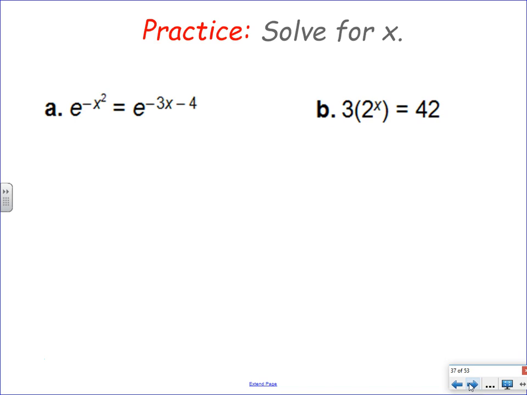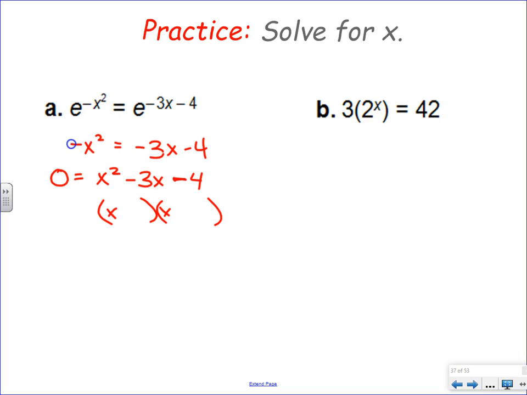Question, what can we do for letter A? Yeah, one-to-one property. I'm not gonna exactly cross out just because that's a little illegal, but the idea is still there. You're getting rid of the e's. You could take ln of both sides, both e's disappear, either one. Then how would you solve? Get one side equals zero. Yeah, right? I'm gonna add this one because I like the x squared to be positive instead of negative. Then you would have to factor, going quick because you guys know the factor.